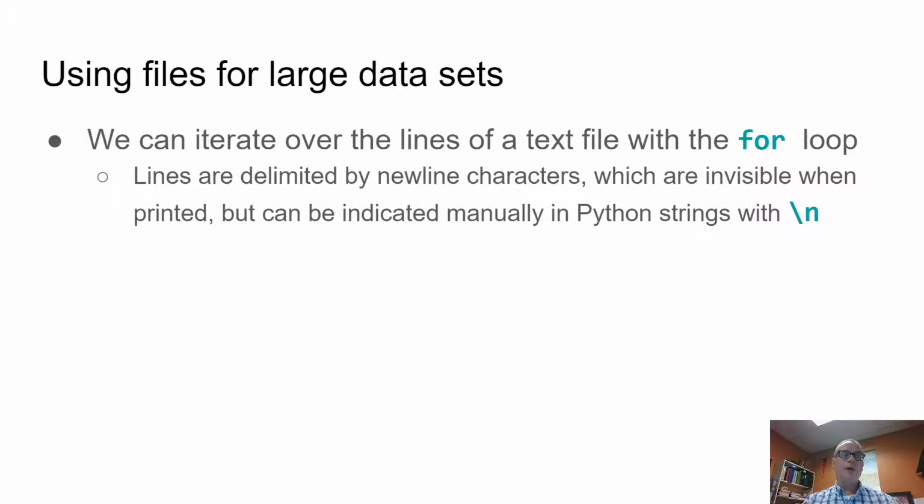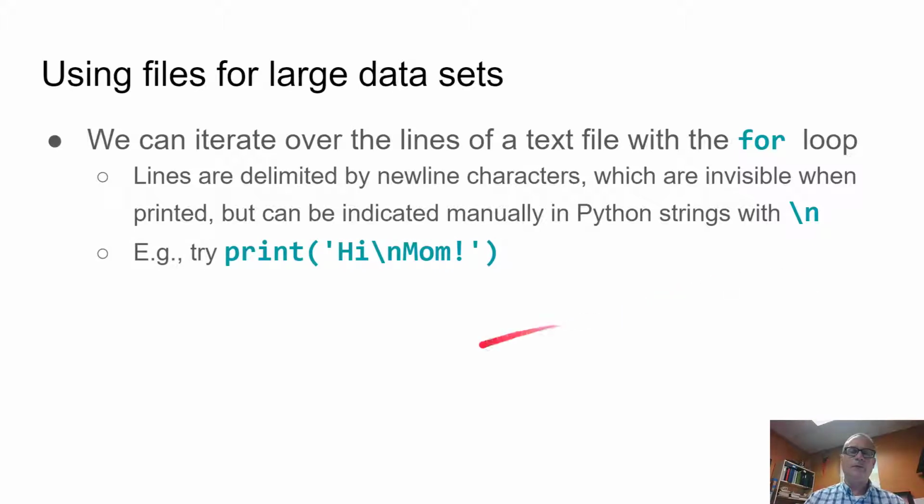If we want to put one in our own strings, we can do that manually with the \n character. So give this a try. If you try this in your Python notebook environment and print "hi\nmom", what you'll see is those two words on different lines. So if we need to put in a newline character by ourselves in our strings, we indicate it with that \n.